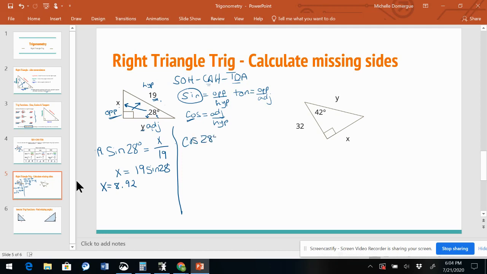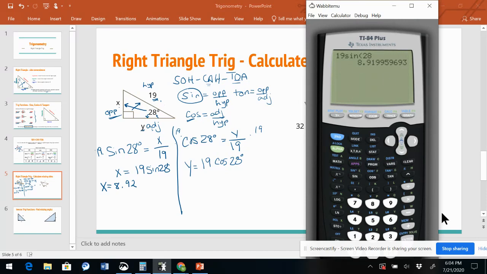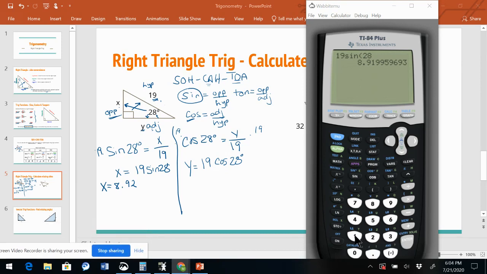Cosine of 28 degrees equals adjacent over hypotenuse. My adjacent side is y and my hypotenuse is 19. So let's multiply both sides by 19 to solve for y. And we get y equals 19 times cosine of 28 degrees. Again, I'm going to pull up my graphing calculator and I'm going to calculate that. So I'm going to enter 19 and I'm going to multiply that by cosine. So I type cosine of my angle 28 and I press enter.